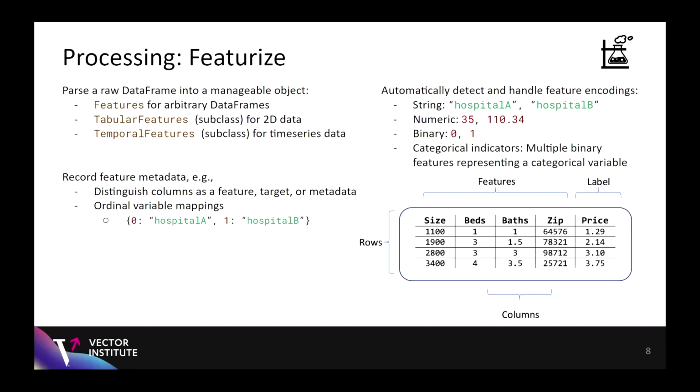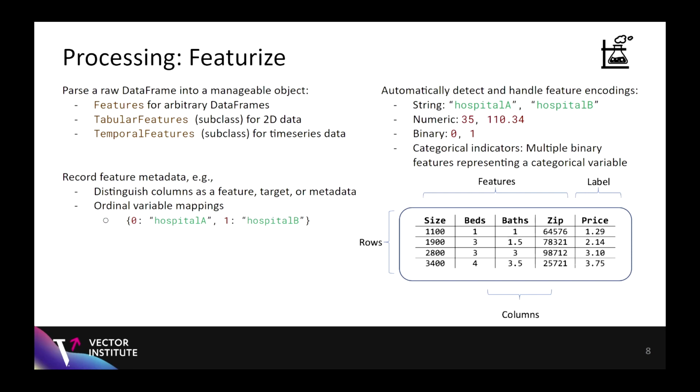Then we get onto the processing. So generally the first step in the processor is to featurize. That's essentially parsing the raw data frame into something a bit more manageable. So this is what we call our features objects for arbitrary data frames, or our tabular or temporal for more specific data types. It does things like record feature metadata, like whether it's a feature, target, or something else.